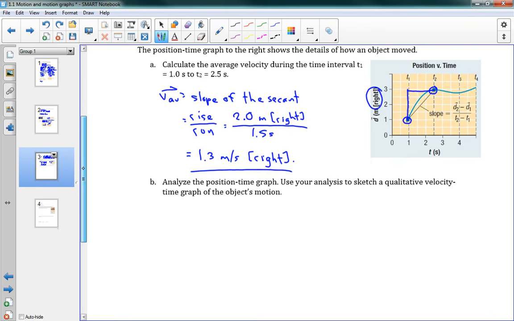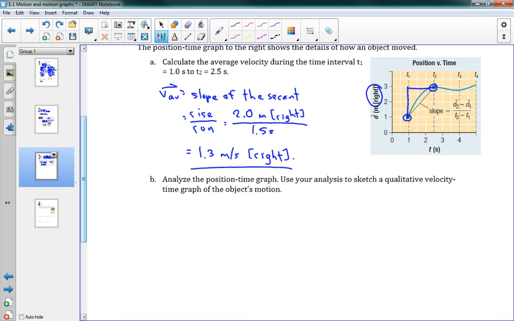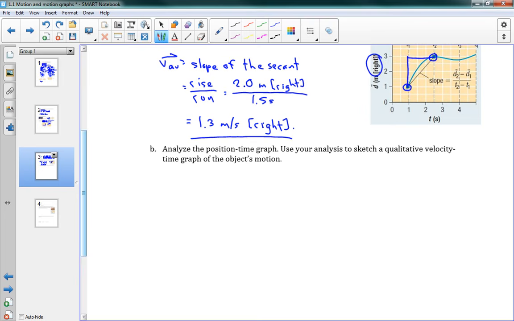Excellent. Okay, the last bit here, it says analyze the position time graph and use your analysis to sketch a qualitative velocity time graph of the object's motion. Okay, so we're looking at the graph here. This is the position time. You can see it does this funny business. And the question is, well, what does that actually look like for the velocity? Now, we're talking about just a qualitative graph. So we don't need to have numbers on there. It doesn't need to be precise, but we want to try to get the right basic idea.